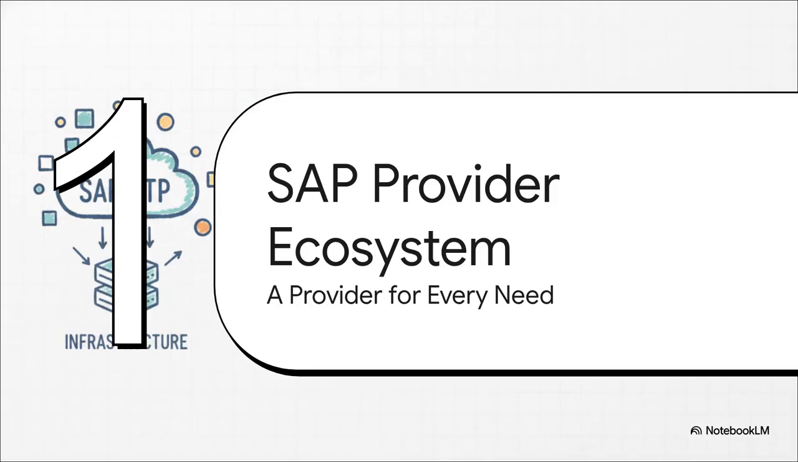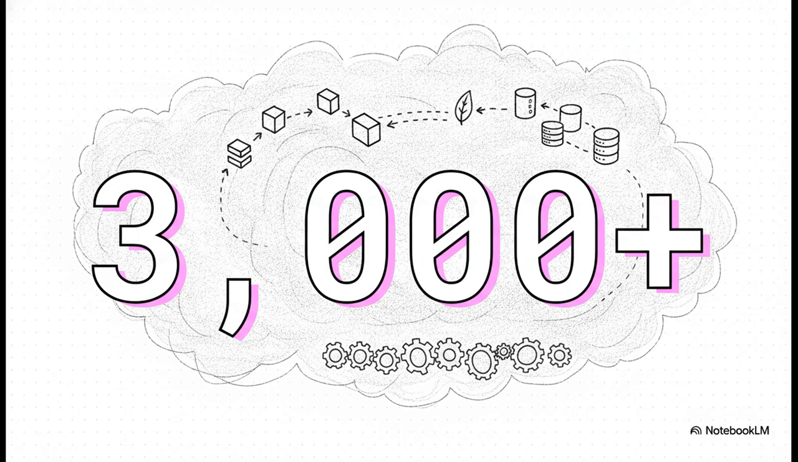Moving right along to Section 2, the SAP Provider Ecosystem, a provider for every need. You might be wondering, why use Terraform specifically? Well, to put it simply, it boasts over 3,000 providers in its registry for various hyperscalers and platforms. It is the de facto industry standard, no question. By tapping into Terraform, SAP is letting you rely on a massive, battle-tested ecosystem to automate your landscape.